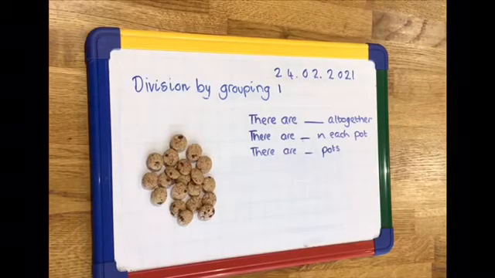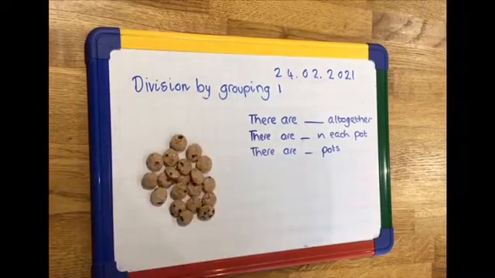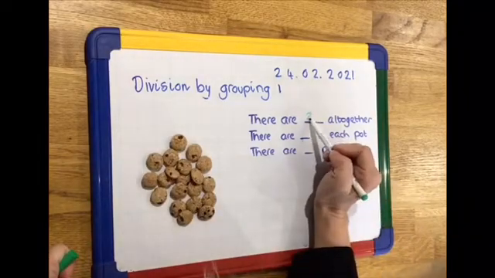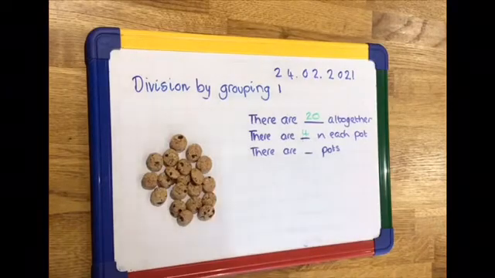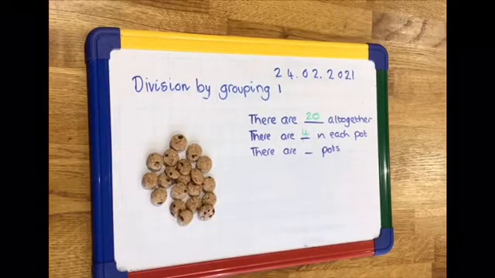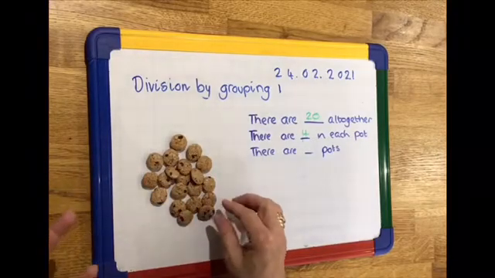So let's see what we know. I know how many I've got altogether because I know I've got 20. And I know I'm going to put 4 in each pot. How many pots am I going to need? So let's split them into groups of 4.